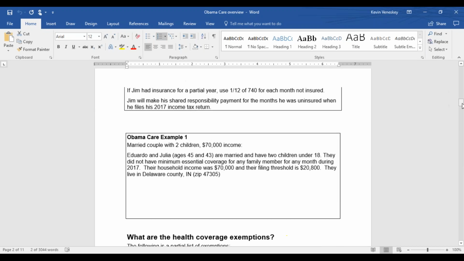Here's another example that you can do on your own. If you want, go ahead and pause quickly, work through this one, see what you get, and then I'm going to pull up the answers.